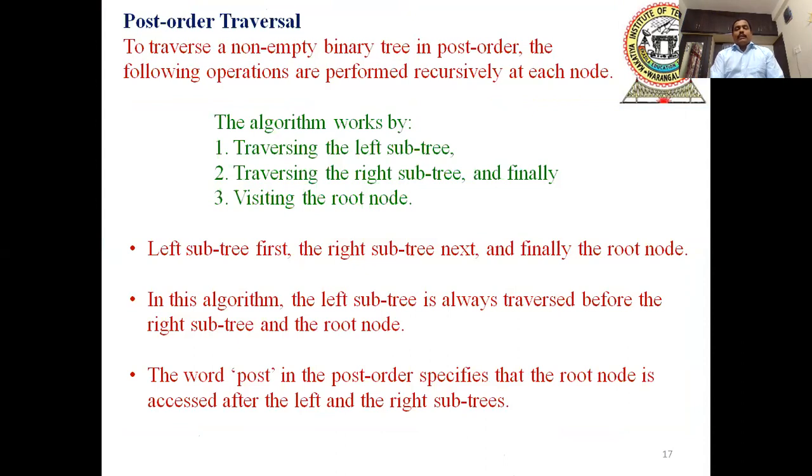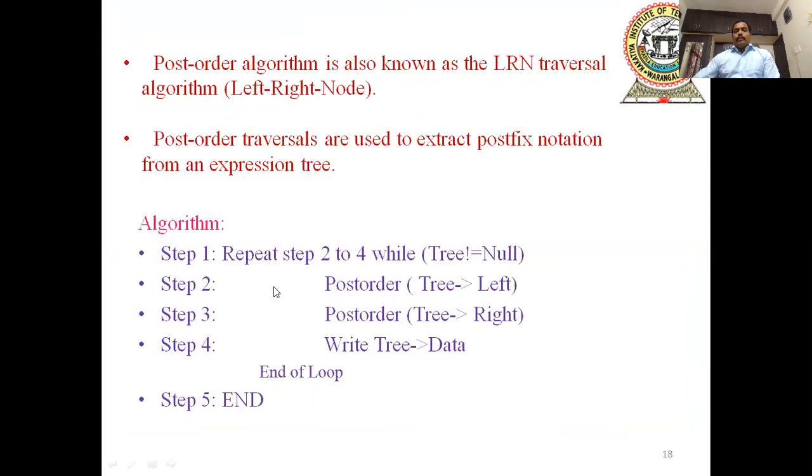The next method is post-order traversal. What is post-order traversal? First we have to visit the left node, then we go to the right node, and finally we visit the root node. That is post-order traversal. Now you know the algorithm, same procedure: till tree is not equal to null, we do steps 2 to 4. We visit the entire left side, then the entire right side, then we go to the root node. Only a single root is there, and when we complete the root, the traversal is over.